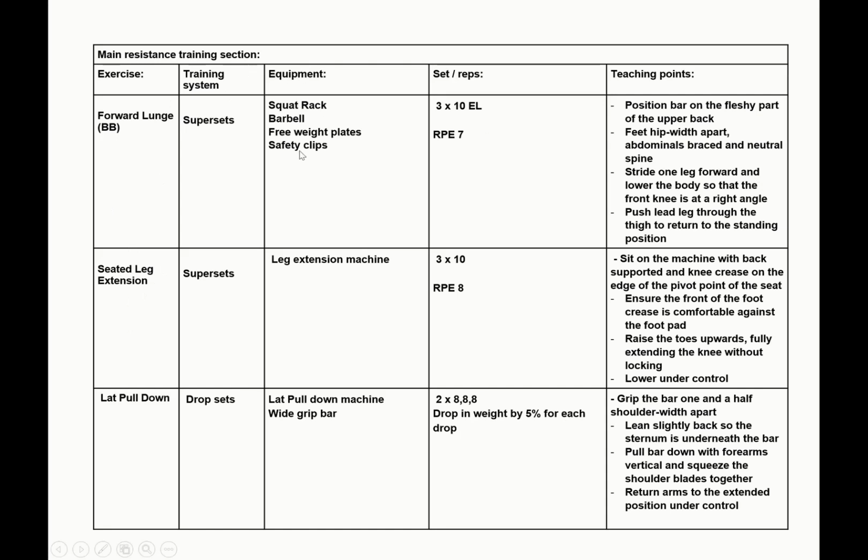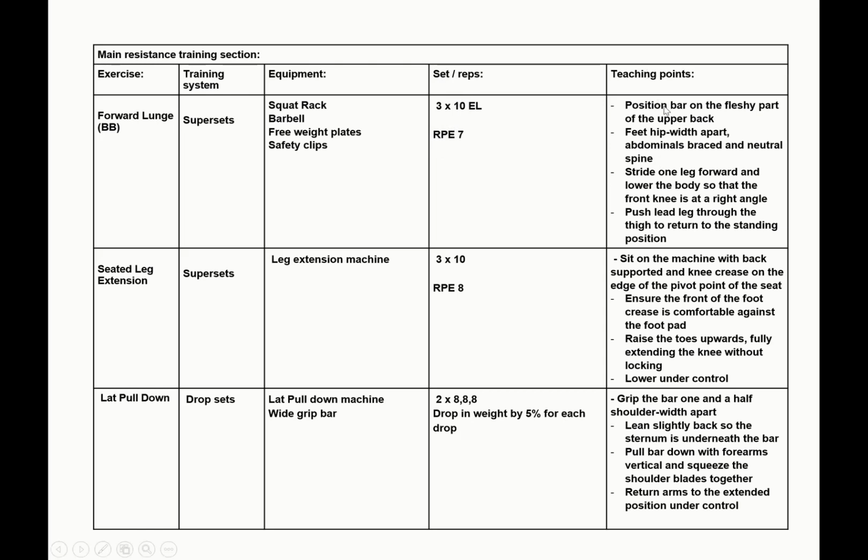We look at the equipment. We've got a squat rack, barbell, free weight plates, and safety clips. Of course, all of these are very important in order to do a barbell lunge. We've got 3 sets of 10 on each leg. So whether you see EA or EL, of course, this means each arm or each leg, depending on the exercise that you're completing. And again, we've gone for that hypertrophic RPE scale and hypertrophic rep range if, of course, strength and hypertrophy is the goal of your program.